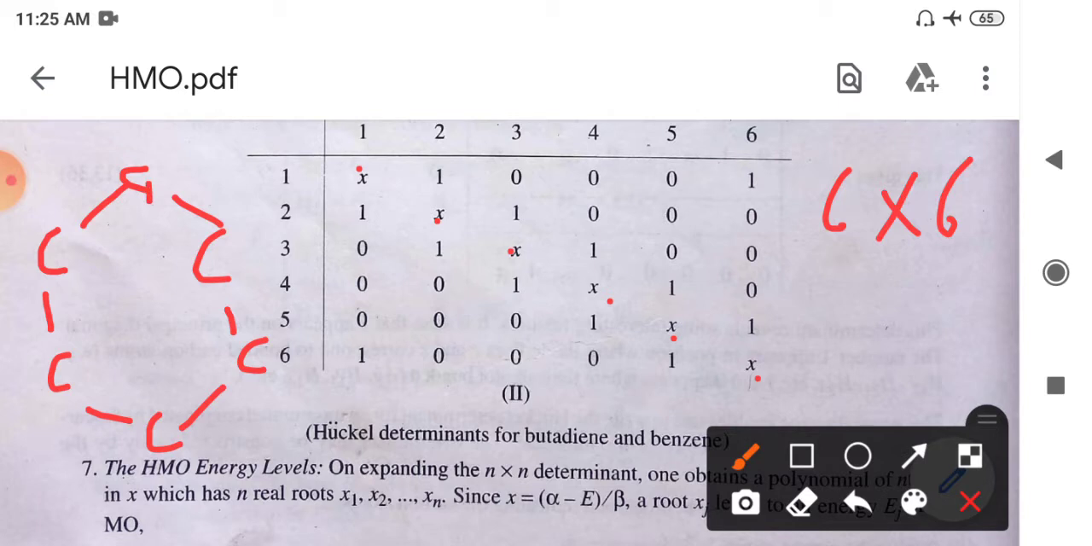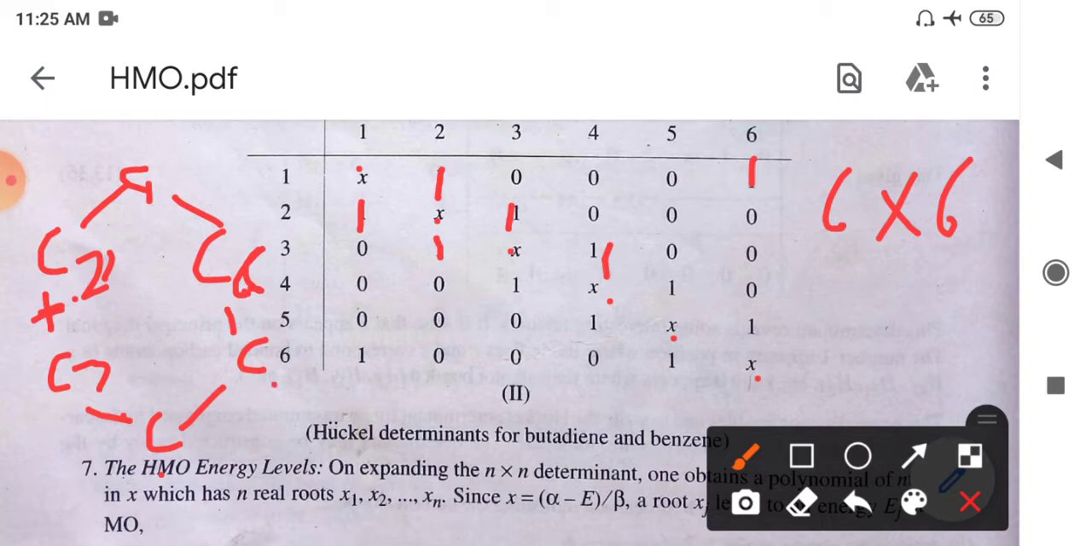Then for the first carbon atom, suppose this is my first carbon atom, this first carbon atom is attached to what? First carbon is attached to C2 and C6. So this C1 should be attached to second and sixth, so here it should be 1 and here it should be 1. Now the second carbon atom is attached to what? Second carbon is attached to third and first, so for first I will get 1 and for third I should get 1. Similarly the third carbon atom is attached to 2 and 4.